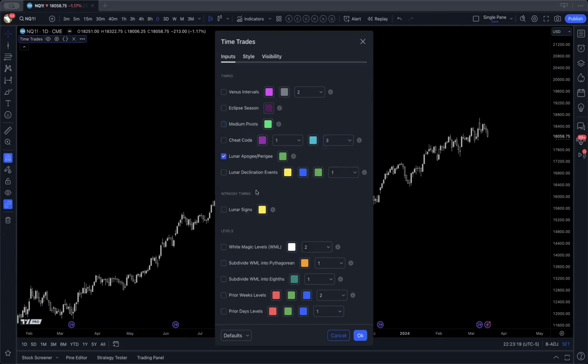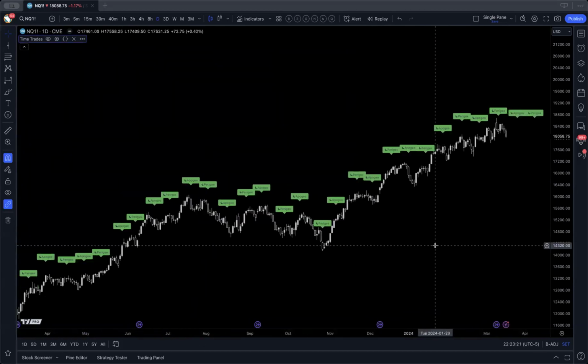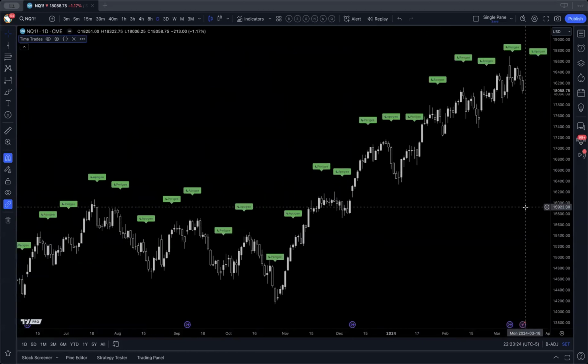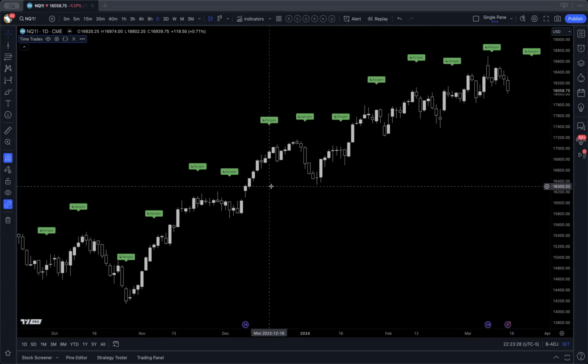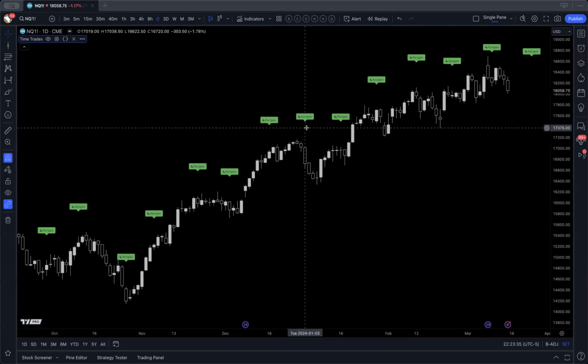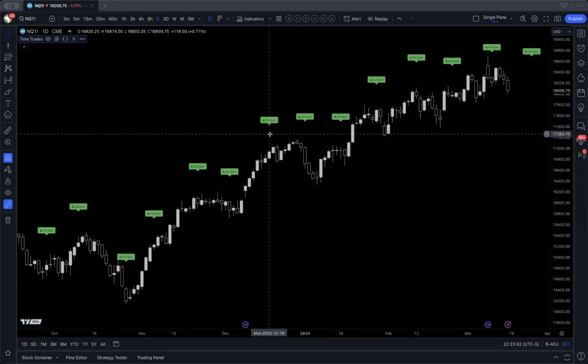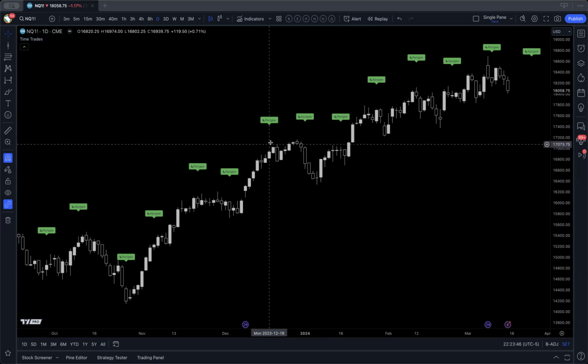We've covered cheat code. We can take a look at lunar apogee and perigee. So this is just where the moon is at its closest approach to Earth. So that is perigee. And apogee is where the moon is farthest away from Earth. A stands for apogee, also means away. P stands for proximate or proximal, and also is the first letter in perigee. That's how I tell the difference.